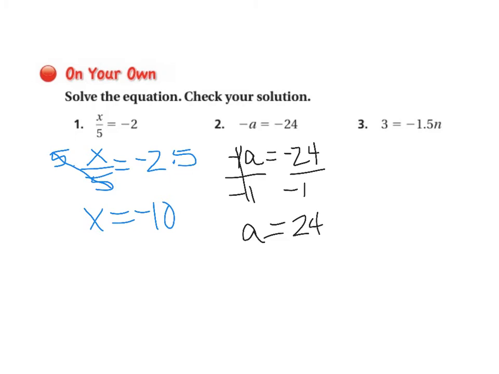Number 3 is 3 equals negative 1.5n. And so we need to divide both sides by negative 1.5. And when we do that, we get a 1 over there, which leaves us with just an n on the right, and 3 divided by negative 1.5 equals negative 2.